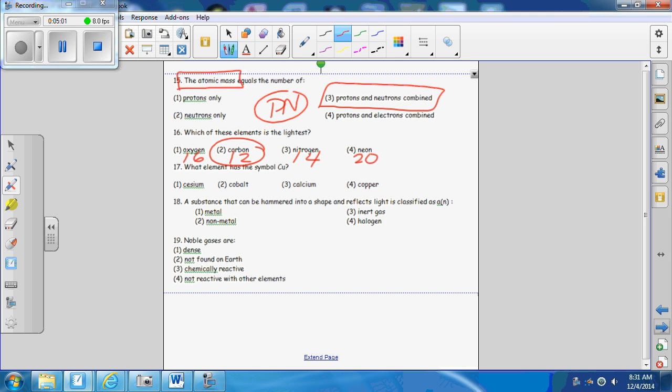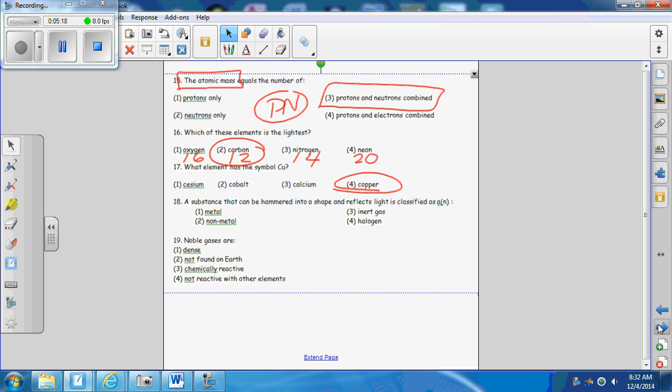Which element has a symbol Cu? This was in the beginning, so we already know this one. Copper has a symbol of Cu. Throw that at the girl behind you who's being fresh.